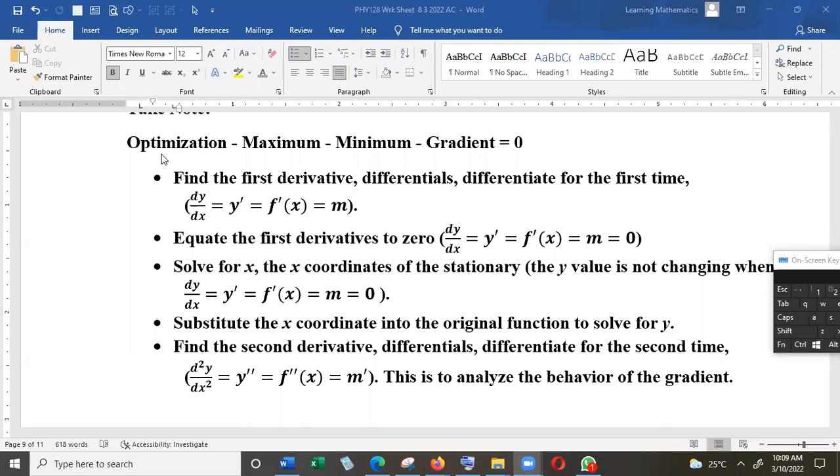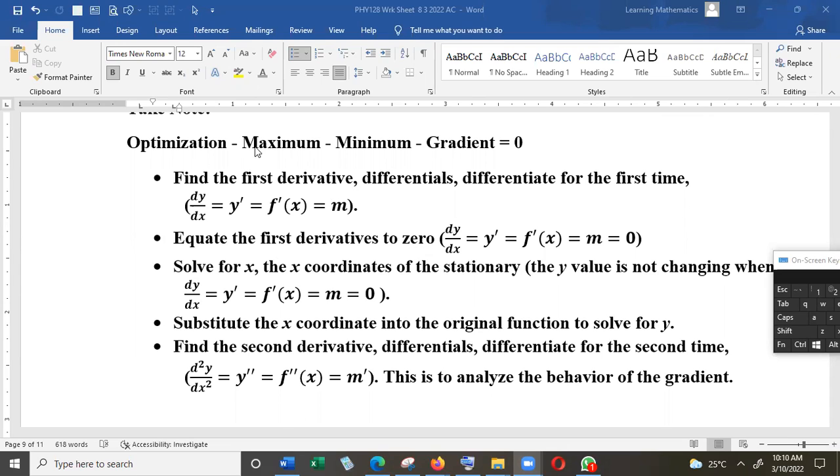So whenever you hear the word optimization, you have to think of maximum, minimum, gradient is equal to 0. And you have to think of those steps. Summarize. First, you find the first derivative, the first differentials, or you differentiate for the first time. So whenever you're doing optimization, bam, think of differentiating for the first time. And why differentiating? Because you want to find the gradient function. Because in the second step, you equate the first derivatives to 0.